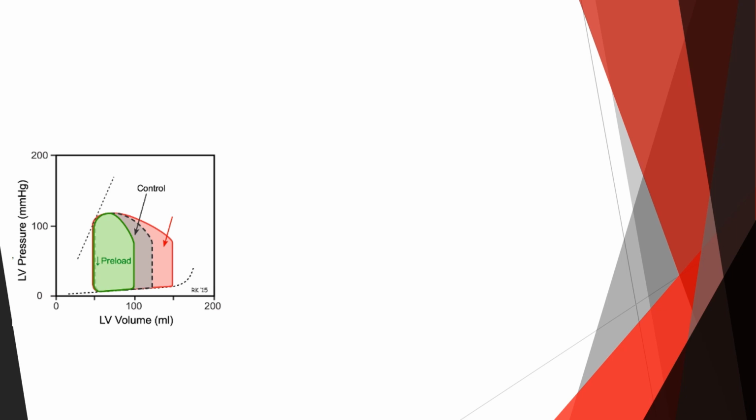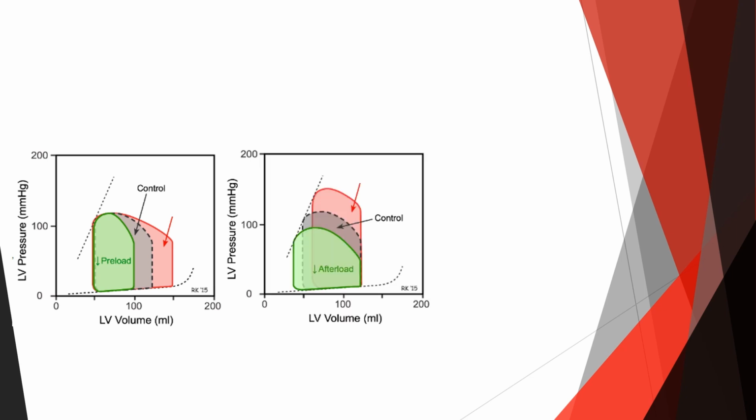Now, similarly, on the red, there's an increase in preload, and as you can see, once again, your end systolic volume is the same. However, your end diastolic volume is increased as compared to your control.